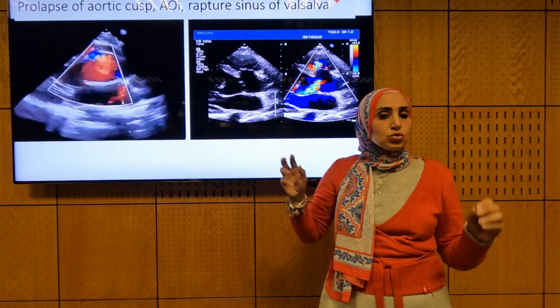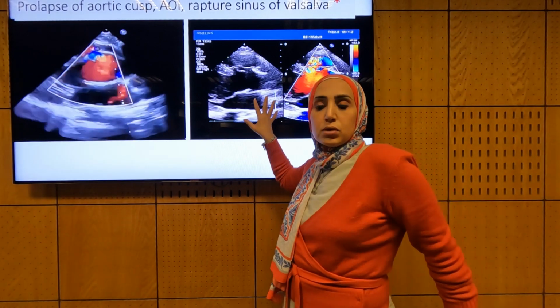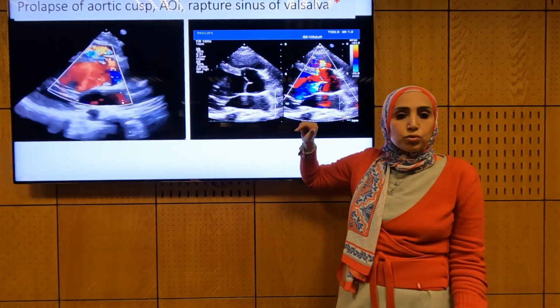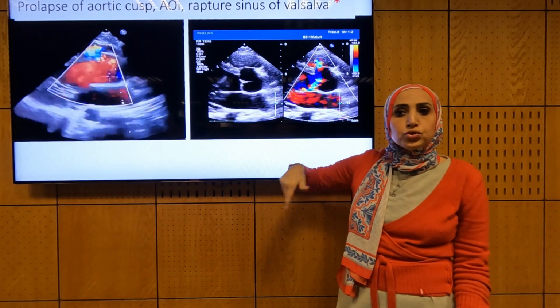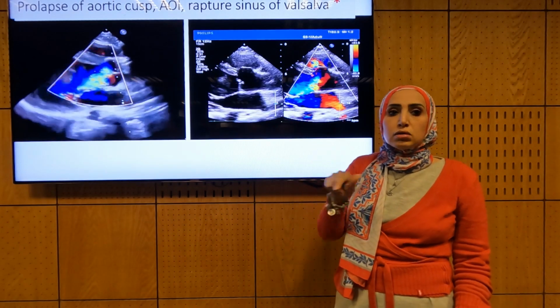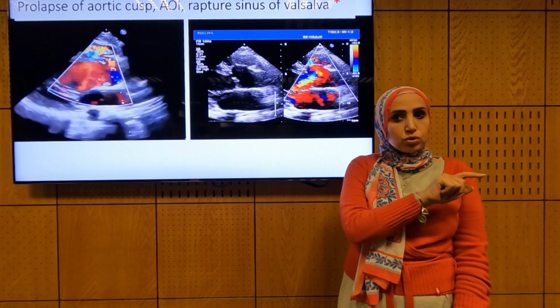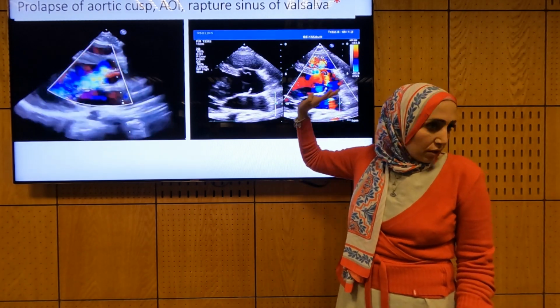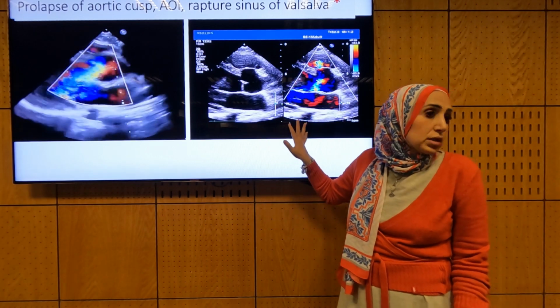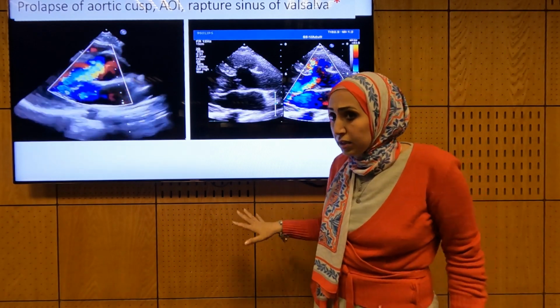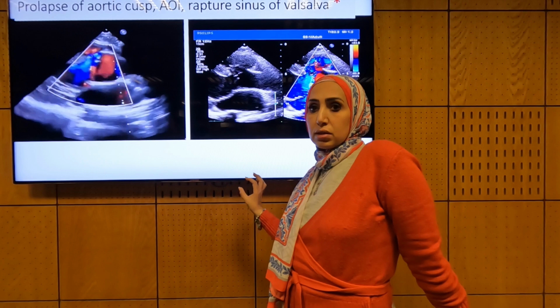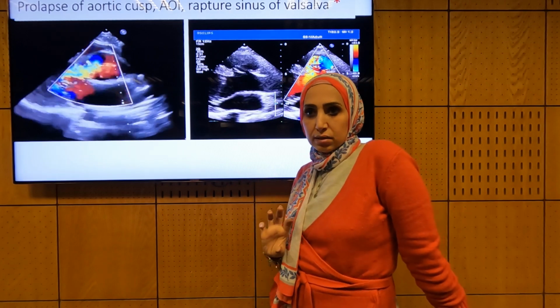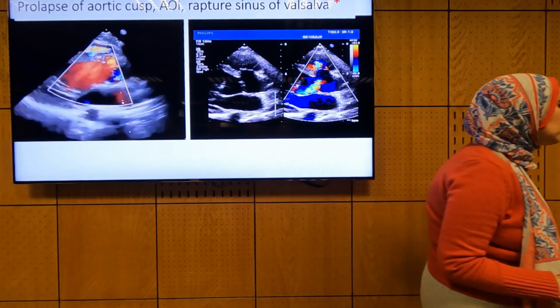So this is one of the indications. If you have a prolapsed aortic cusp, even with mild aortic incompetence, you push for the surgery, not because of the VSD, but because of the complicating factor. And of course, if you have a ruptured sinus of Valsalva, this is also an indication to go for surgery, regardless of the hemodynamic effect of this VSD. We send this patient because of the complicating factor. This is the first one.